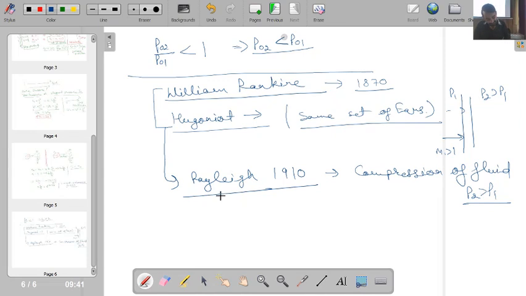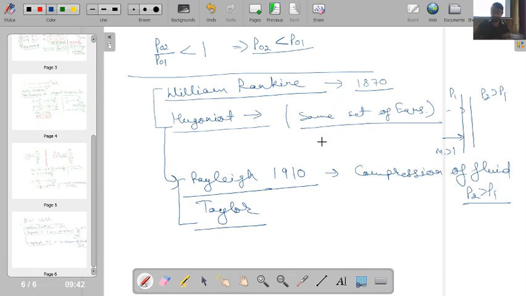And once again a similar thing happened, that whenever Rayleigh published, within almost the same duration, Taylor also published the same findings. Okay, so both of their findings were matching. So these four people can be considered: William Rankine, then Hugoniot, and Rayleigh and Taylor. These are the persons who were initially involved with the development of the shock waves. Okay, and this is the reason that the majority of these shock wave relations are also sometimes known as Rankine-Hugoniot relations.